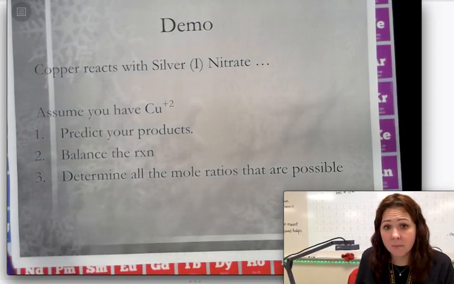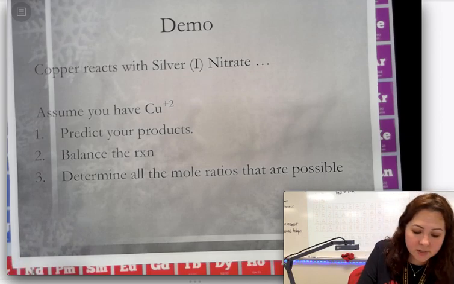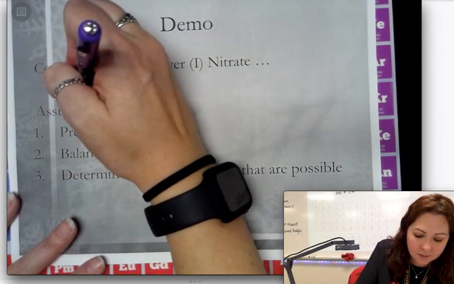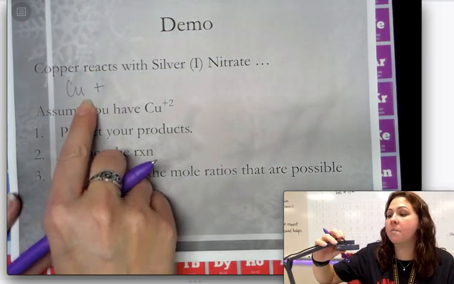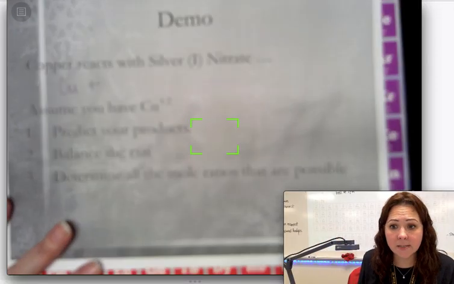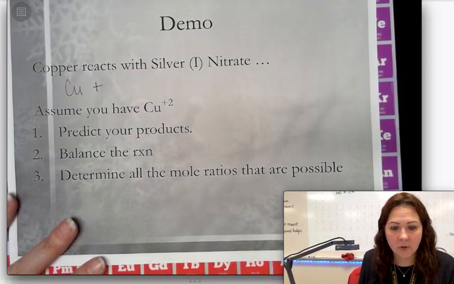I don't even know what products I'm making at this point. So we're going to take our copper. Copper is a single element. It doesn't get a number unless it is part of Brinkelhoff, which it is not.